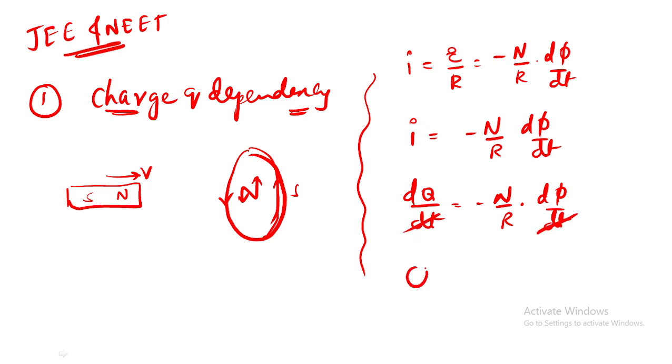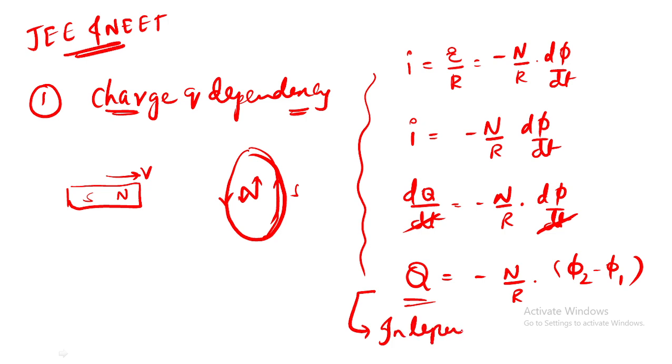Now if I take it, total charge equals minus N divided by R times the change in flux, meaning flux 2 minus flux 1. So basically this charge is independent. Okay, charge is independent of what here? Time. First, it is independent of time.